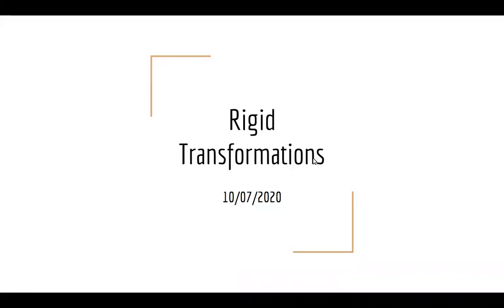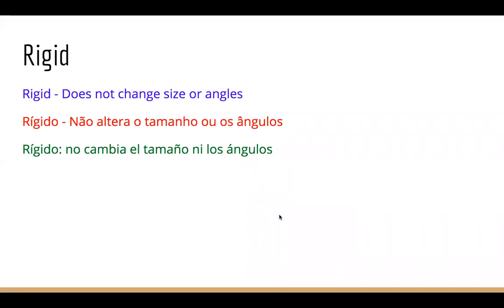Today we're going to look at rigid transformation. What is rigid transformation? Anyone? Rigid transformation is when you move a figure or shape anywhere, but it does not change in size or shape. That's what's called rigid transformation.